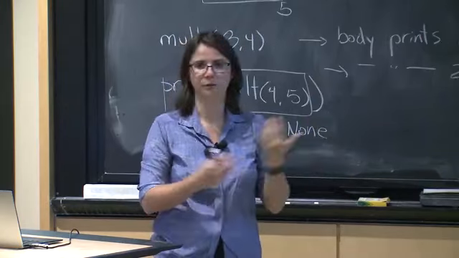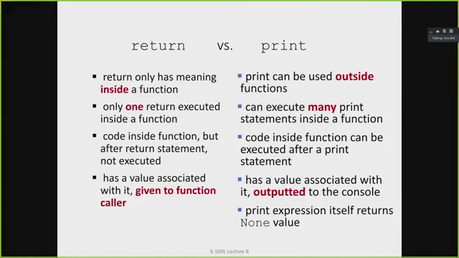Print, on the other hand, you can run as many print statements as you'd like inside the program, and they can all be hit, and they can all generate some sort of output to the console. So the return statement has a value associated with it. So return 5, return remainder equals 0, whatever. There's an associated value with that return statement. That value is what gets passed back to whoever called the function.